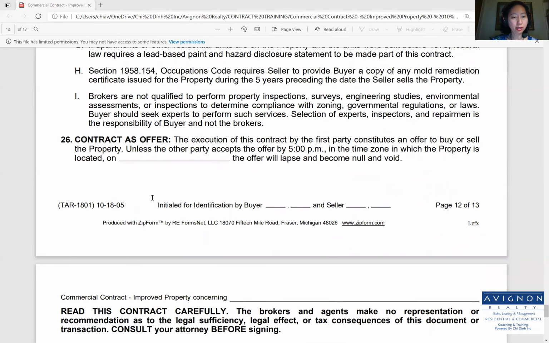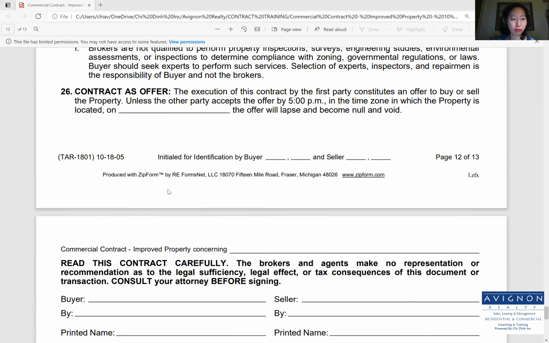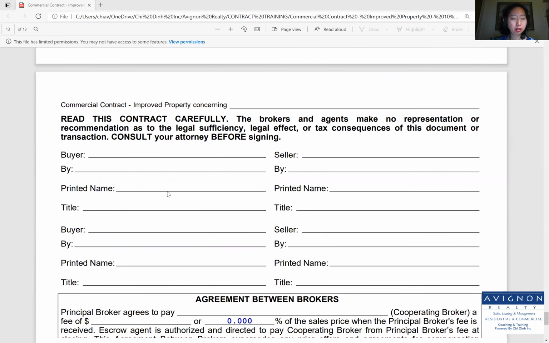And then contract as offer, paragraph 26. The execution of this contract by the first party constitutes an offer to buy or sell the property. Okay, and read this contract carefully. The brokers and agents make no representation or recommendation as to the legal sufficiency, legal effect, or tax consequences of this document or transaction. Consult your attorney before signing.